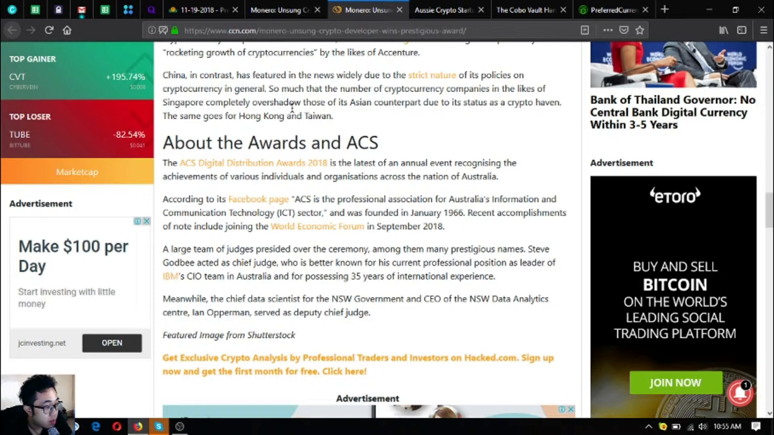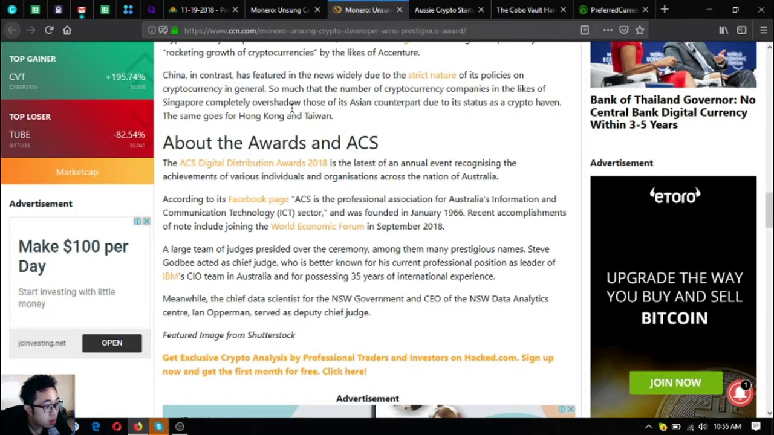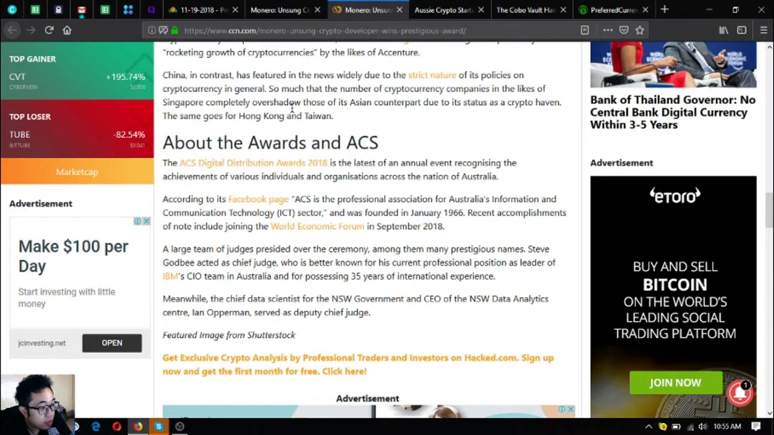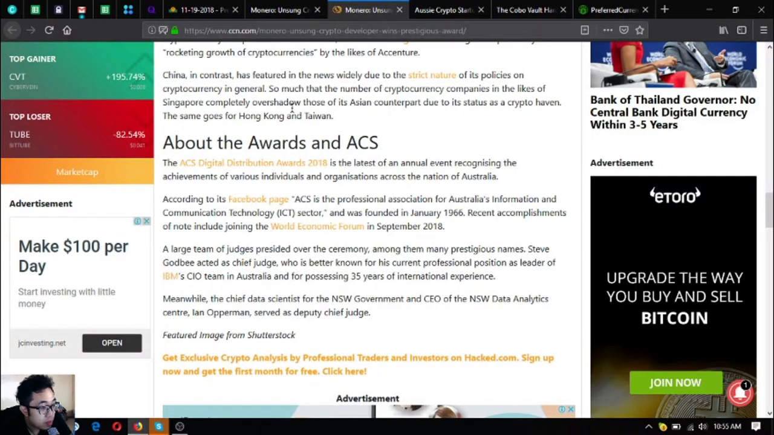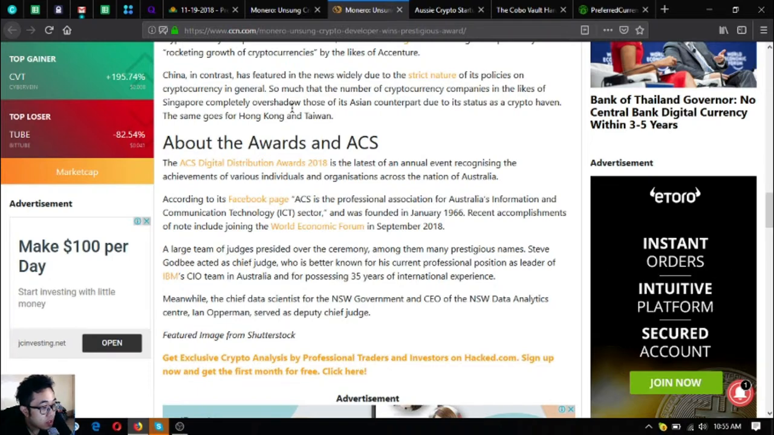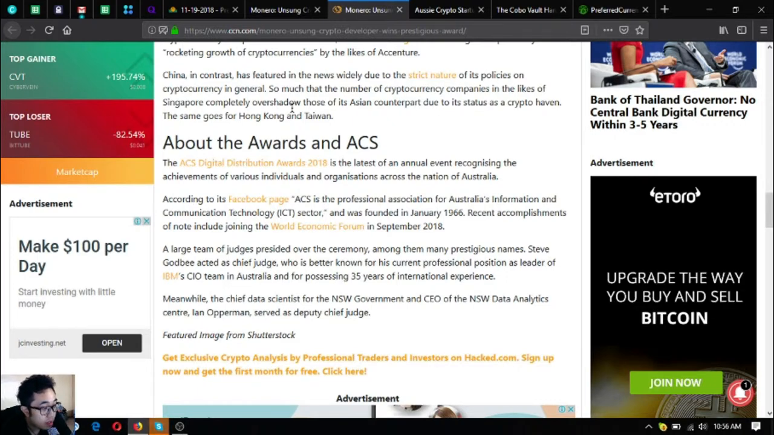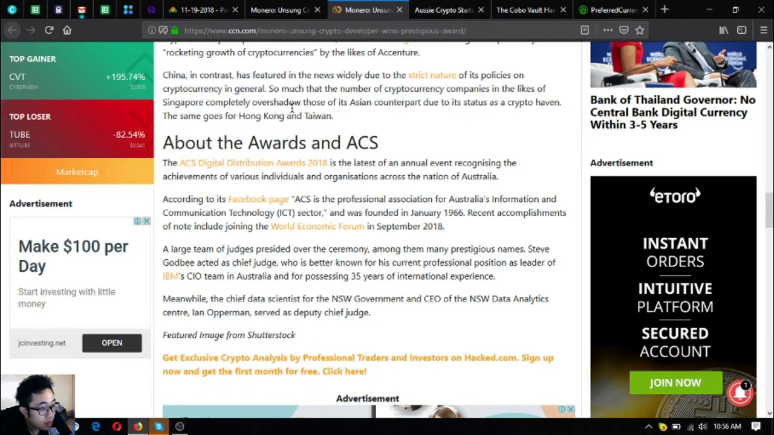Recent accomplishments of note include joining the World Economic Forum in September 2018. A large team of judges presided over the ceremony, among them many prestigious names. Steve Gunby acted as chief judge, who is better known for his current professional position as leader of IBM CIO team in Australia and for possessing 35 years of international experience.